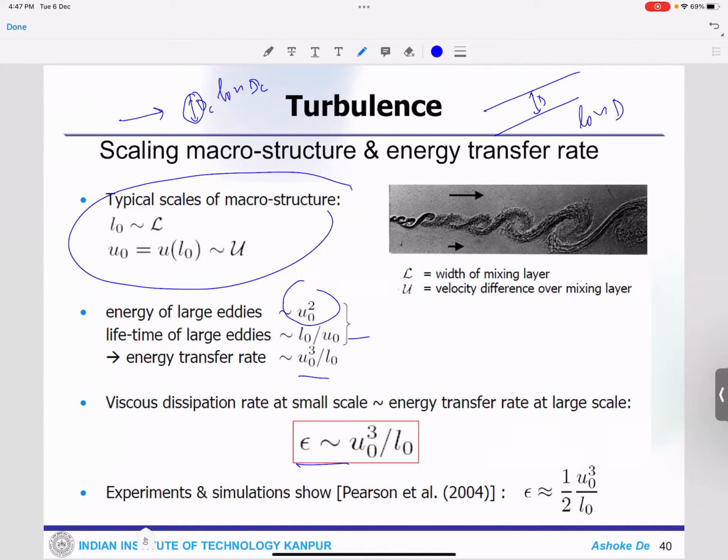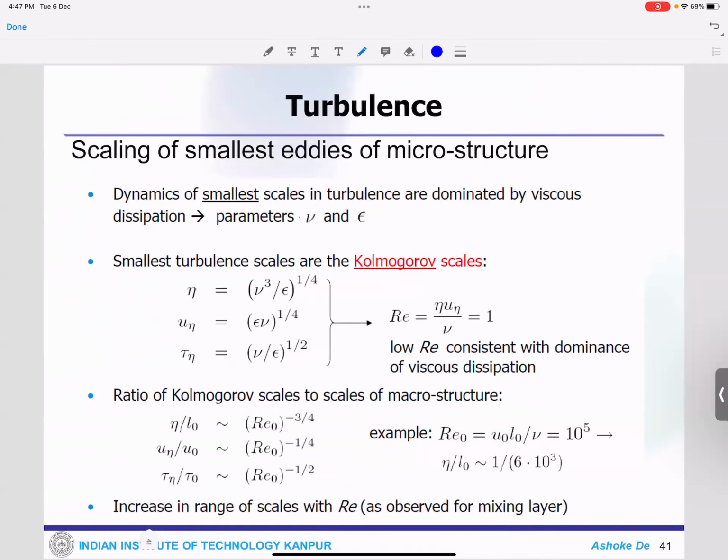So now, when you scale the smaller eddies, this is where the Kolmogorov hypothesis came into the picture. We said that the smallest scale of the turbulence is the Kolmogorov scale, which we define as eta. The small scale velocity we call u_eta, the time scale is tau_eta, and there is the Reynolds number at that scale. And you can find a nice correlation between your macro structure and the smallest structure in terms of your Reynolds number.